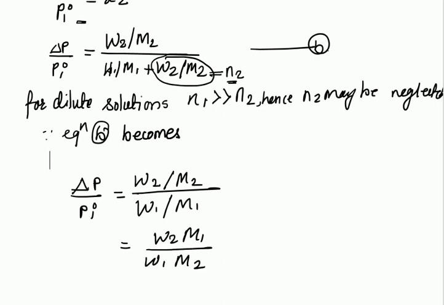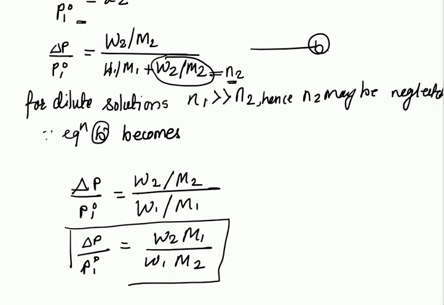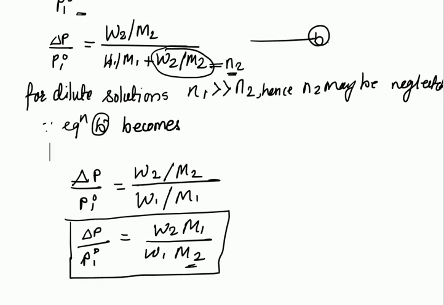If we know the masses of the non-volatile solute and the solvent in a dilute solution, and by determining the experimental vapor pressure of pure solvent and the solution, it is possible to determine the molar mass of non-volatile solute. This is the formula. This is the relation between the lowering of vapor pressure of the solvent by non-volatile solute and the molar mass of the solute.